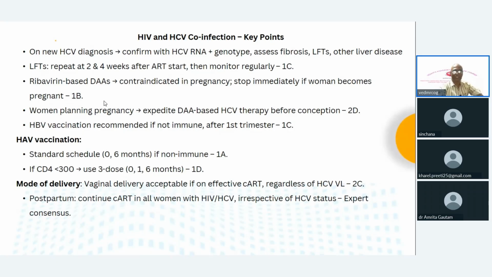Women planning pregnancy should expedite DAA-based HCV therapy before conception, and HBV vaccination is recommended if not immune, after the first trimester. So, in hepatitis C virus, we are also going to screen for B and A. If she is negative for B, the hepatitis B vaccination can be given after the first trimester. Same for hepatitis A vaccination, the 2-dose schedule is routinely given. If the CD4 count is less than 300, go for the 3-dose schedule.